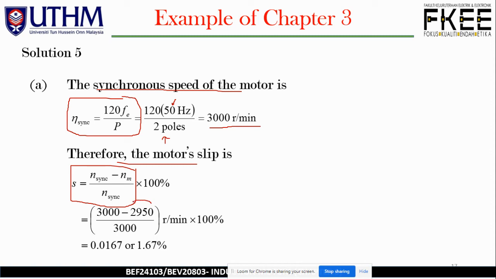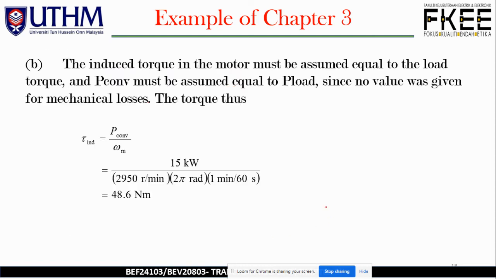And again, this is from the question. So n_m is given in the question. So 3000, we just calculate over here the n_sync. And then from here, you are able to calculate the value of s, which is 1.6787%. So for B, the induced torque in the motor must be assumed equal to the load torque. And P converted must be assumed equal to P load, since no value was given for mechanical losses.